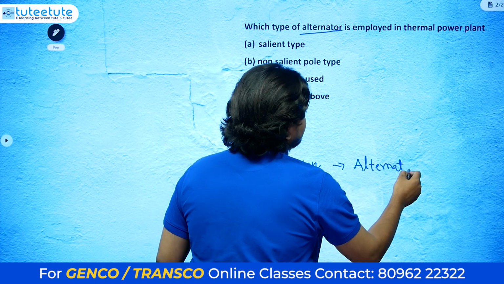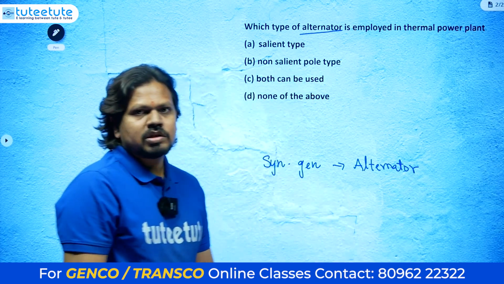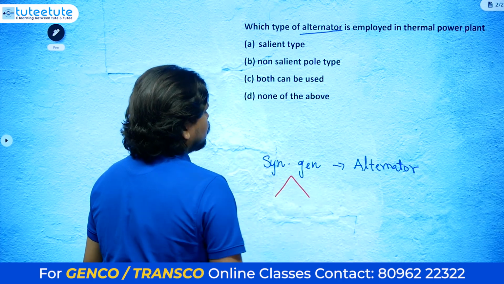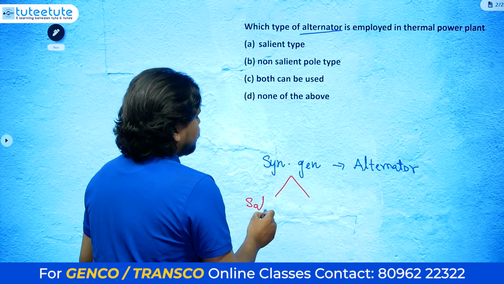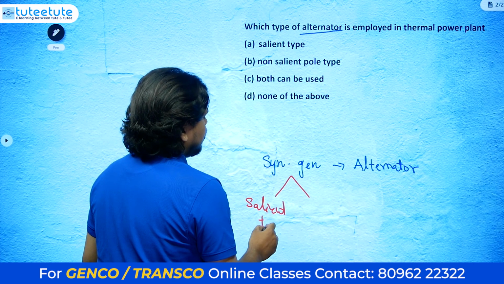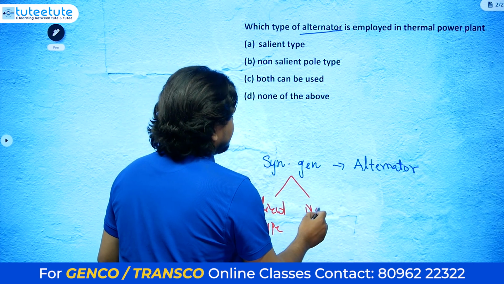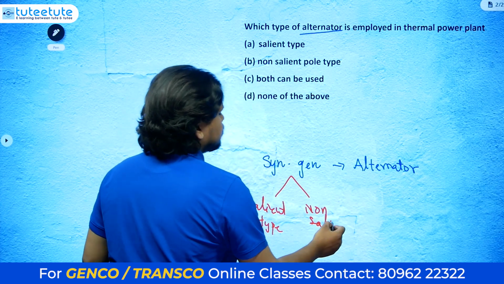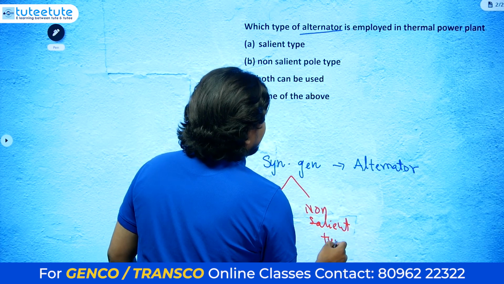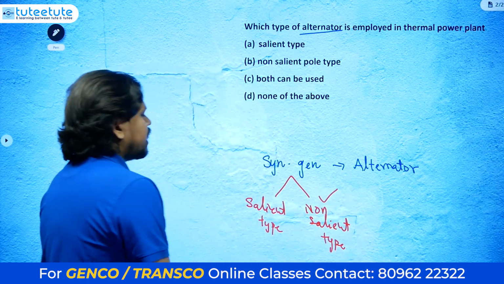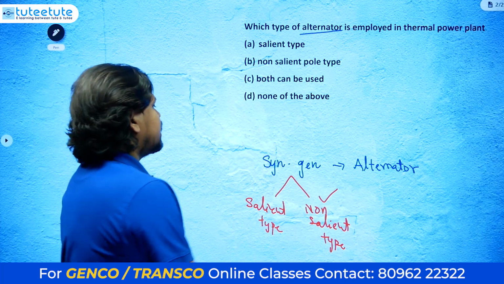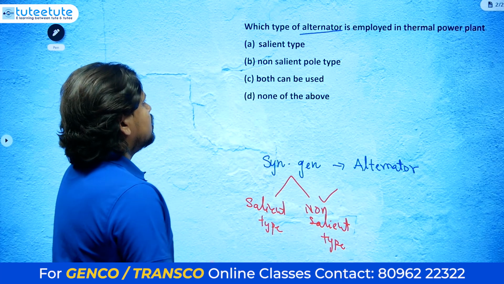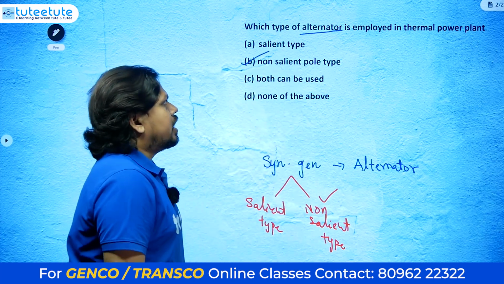Some of the ECE students may not know, that's why I'm just mentioning this. So the synchronous generator we are using. In synchronous generators we have two types: one is the salient type, another one is the non-salient type. Remember one thing: for high-speed applications, we use the non-salient pole type of generator. So remember, the answer for this question is non-salient pole type.